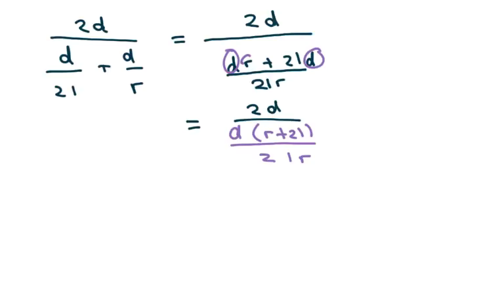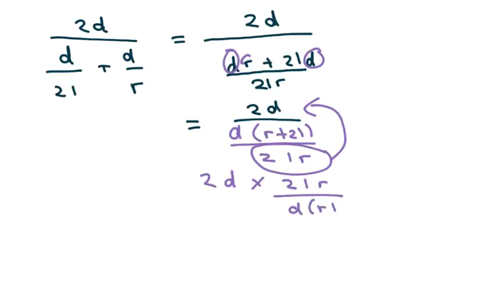Now, I can write this as 2D times, I'm moving this guy up here on top, so this is going to be 21R over D times R plus 21. And when you multiply this out, the D's will cancel, so you get 42R over R plus 21. Again, I apologize for not having room to write it down the first time.